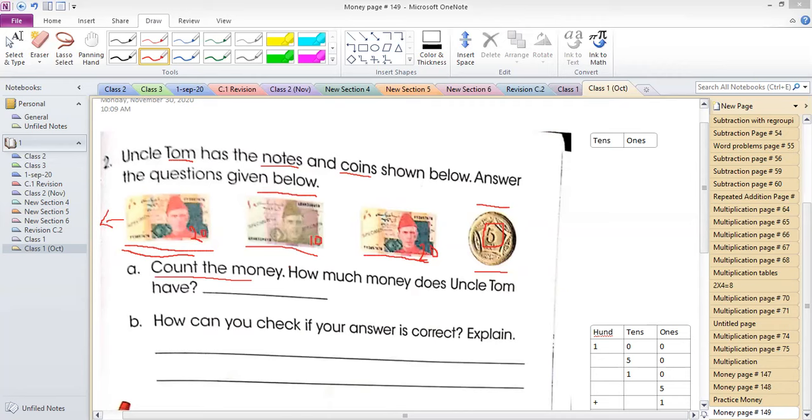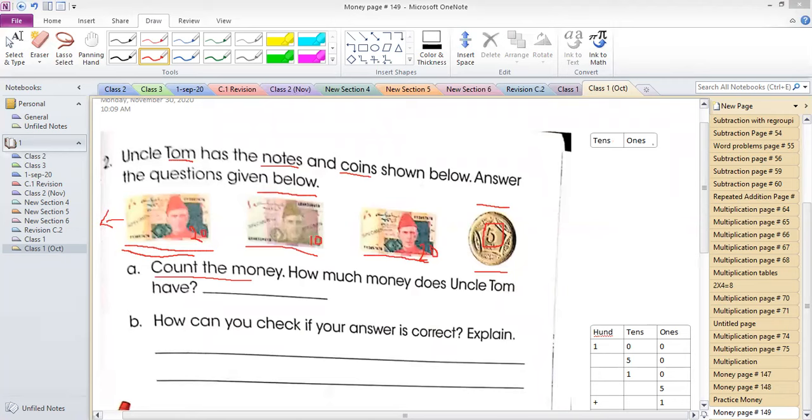Very good, guys. Hamza Suleiman Ahmad is saying we have to do addition. So this is the thing which we have to do. We have to add their values if we want to count how much money he has. So how can we do addition, guys? I will show you. Look here.